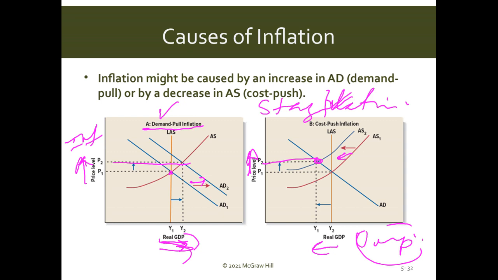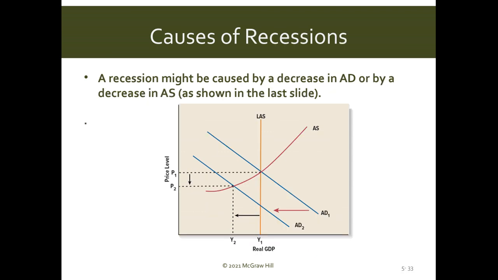Causes of recession. By recession, I mean decrease in real GDP. This is the meaning of recession. So a recession might be caused by a decrease in aggregate demand. Remember, I said that inflation is caused by an increase in aggregate demand. Recession is caused by a decrease in aggregate demand. Recession means unemployment in the country, or decrease in real GDP, or by a decrease in aggregate supply as shown in the last slide.